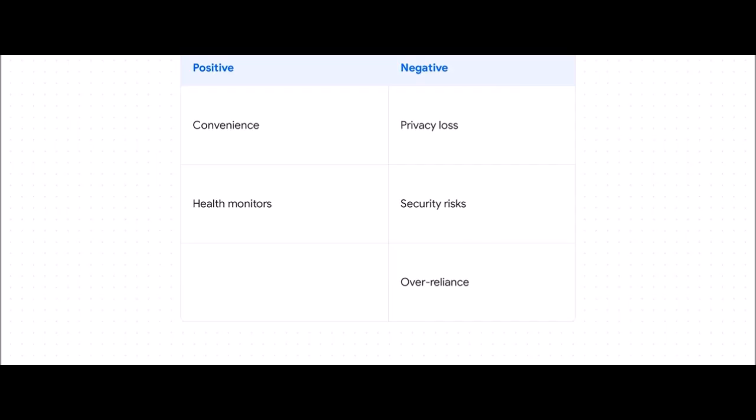All that continuous personal data collection, massive privacy concerns, weak security, that leaves these IoT devices incredibly vulnerable to hacking and data theft. Finally, it notes the very real risk of over-reliance. If these automated systems fail, individuals might actually struggle to carry out everyday tasks independently.